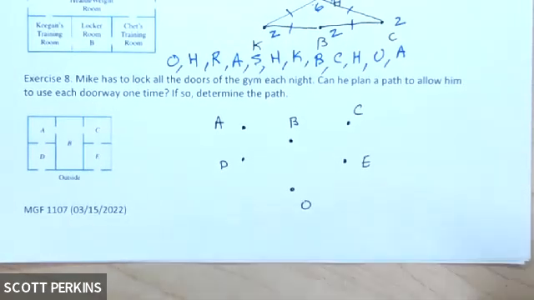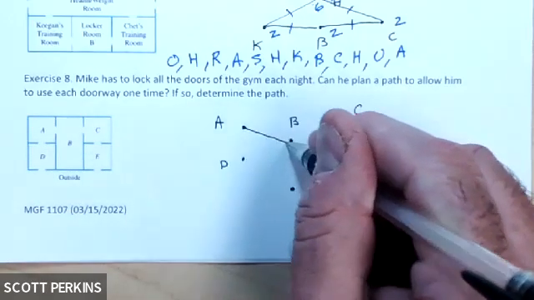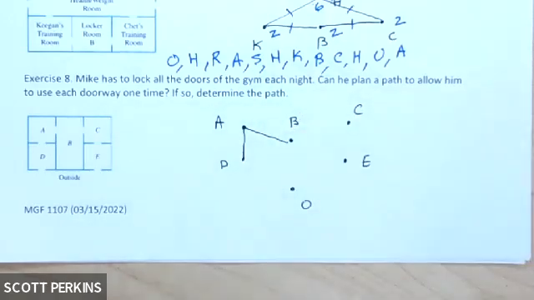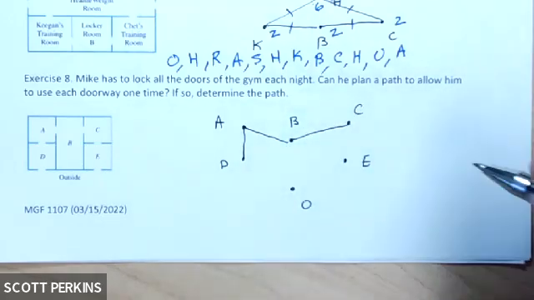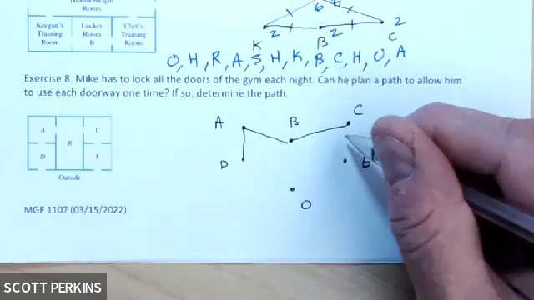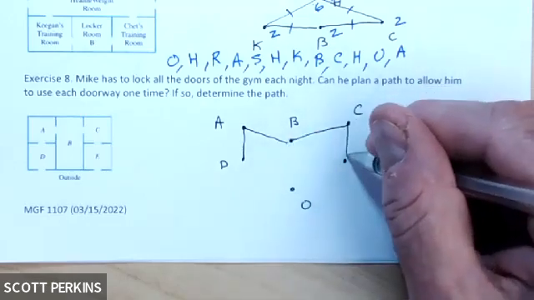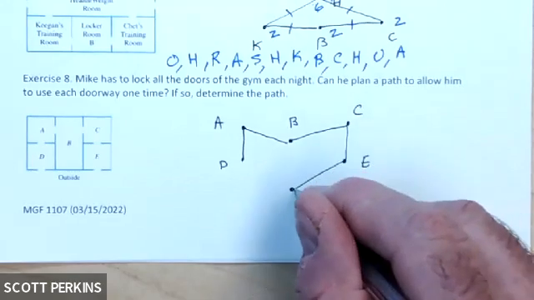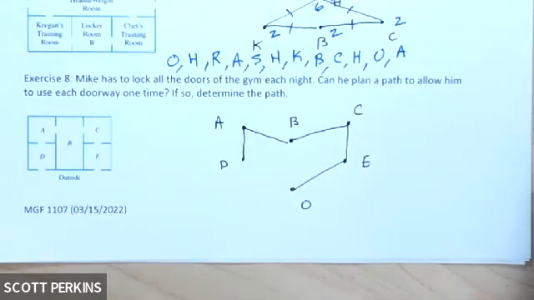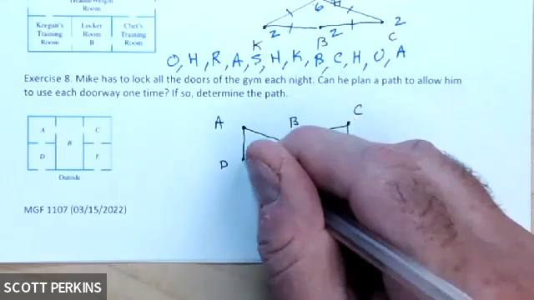All right, so each doorway represents an edge. So if you're in room A, you can go to room B or you can go to room D. If you're in room B, you could go back to A, or you could also go to C, and that's all you can do. B is landlocked in there. C, you can go out to B, you can go down to E. From E, you can go back to C, or you can go outside. And then the only other one is D, you can go back to A or you can go outside.